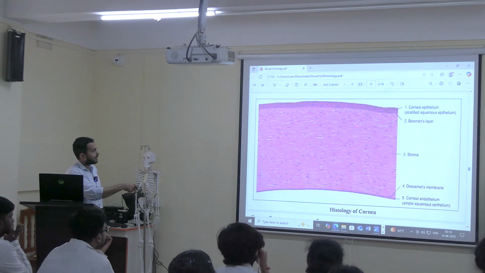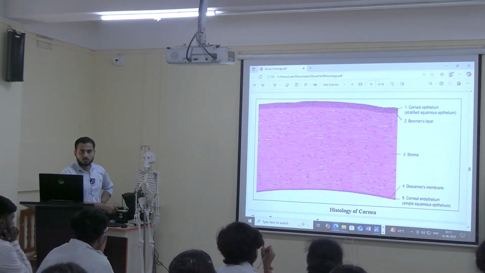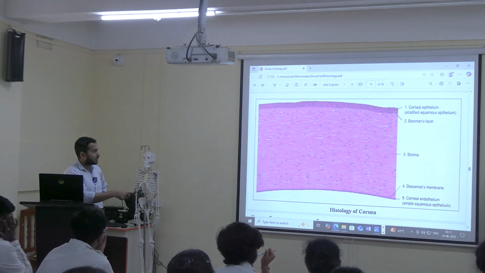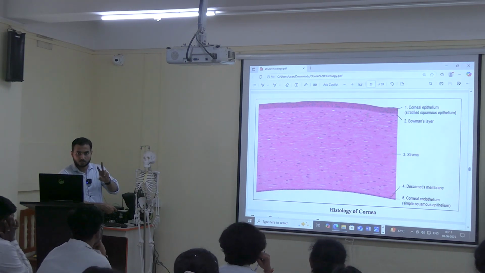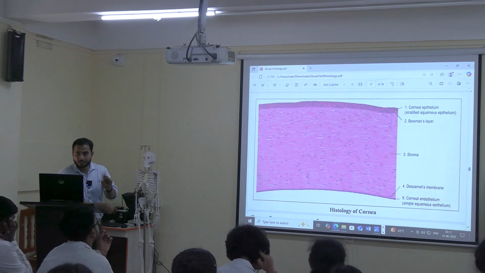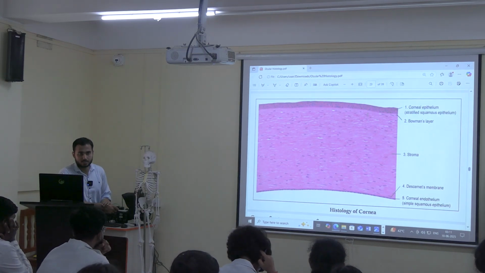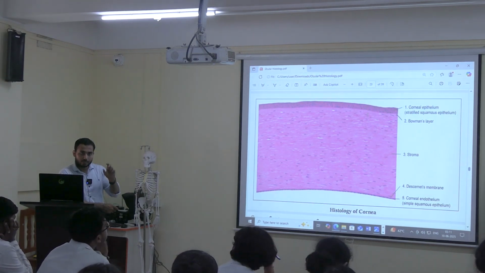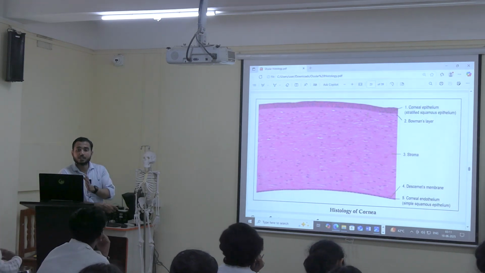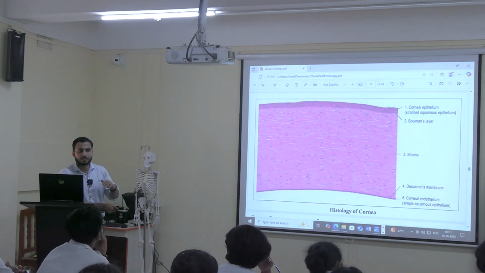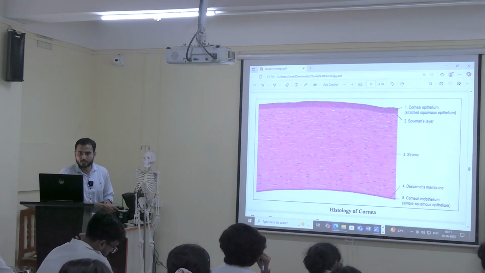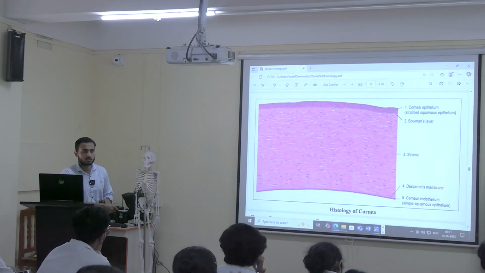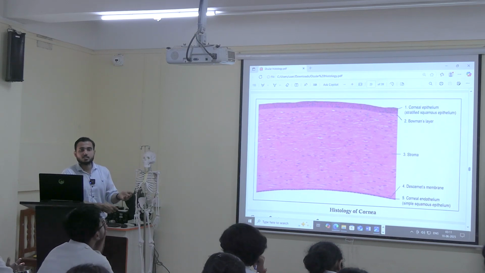Below that, this entire part is made up of stroma. What does the stroma contain mainly? 2 things are there. Bundles of collagen fibers are there, and along with that ground substance is present. Now the bundles of collagen fibers have a particular arrangement, in the form of lamellae, a layer-wise arrangement. Along with that, fibroblast cells are also present in this layer. But blood vessels are not there, and due to the unique arrangement, what happens? It is transparent in nature.